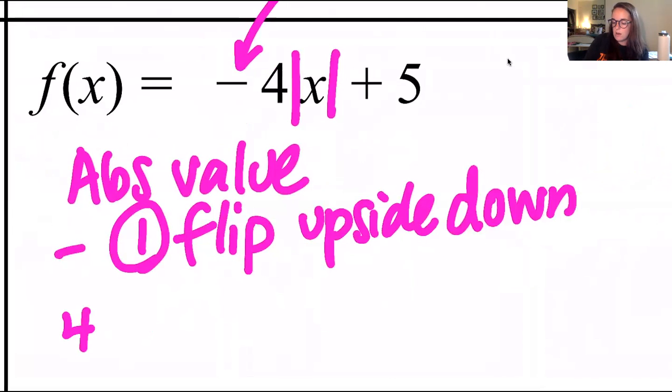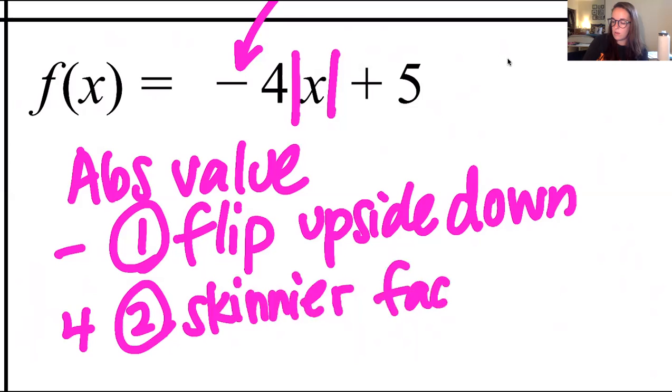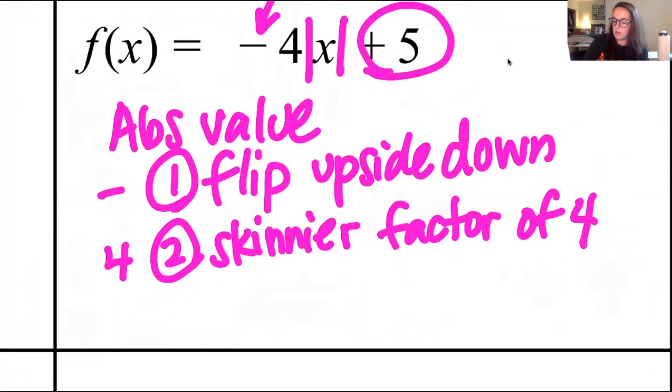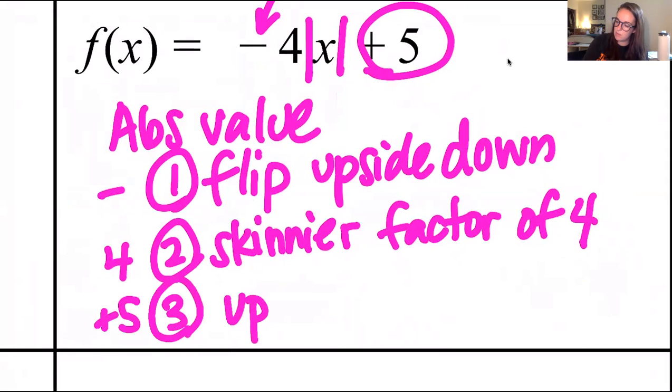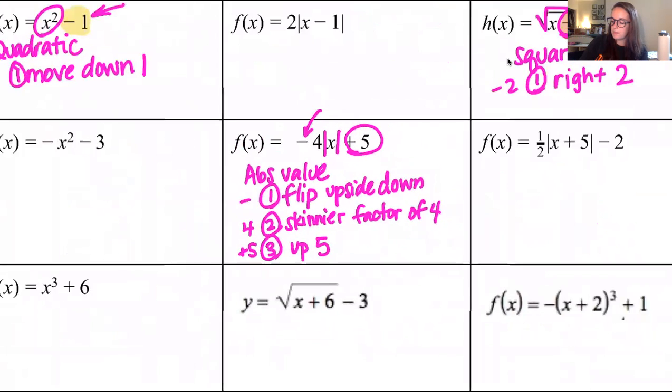The 4 is going to make it taller, right? 4 makes it taller like this, or skinnier. So skinnier, factor of 4. And then the +5 at the end is going to make it go up. So shift up 5. So in this case, there were 3 separate things that are happening, 3 transformations. Okay.